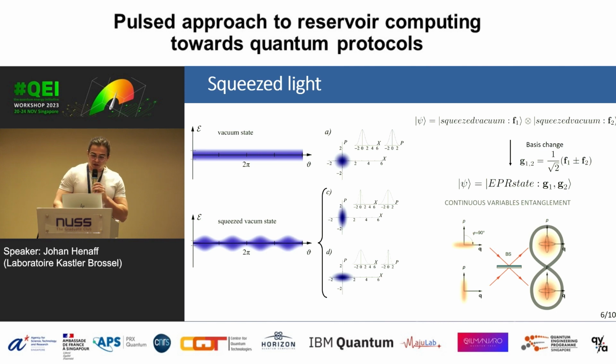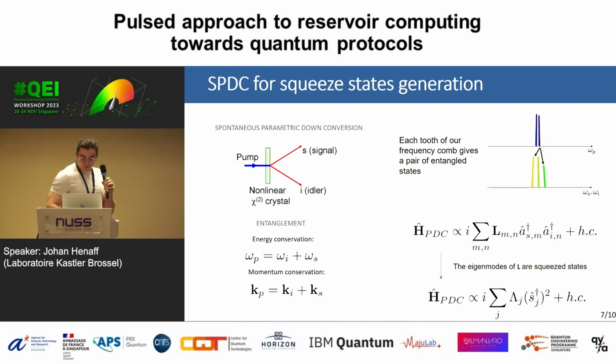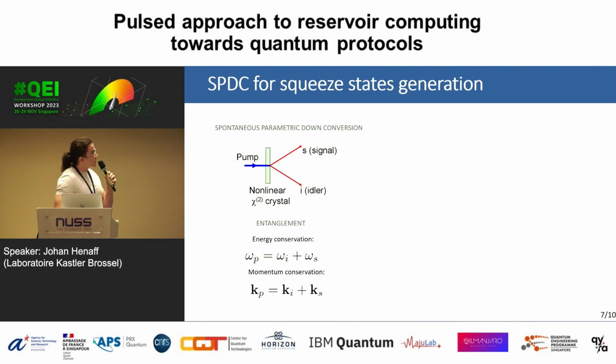Okay. And so experimentally, how do we generate our squeezed states? So you send a high frequency beam into a nonlinear crystal. It will generate two beams at lower frequency. So you have energy conservation, momentum conservation, and so these two photons will be entangled. And by performing a basis change, you go from entanglement to squeezed states.